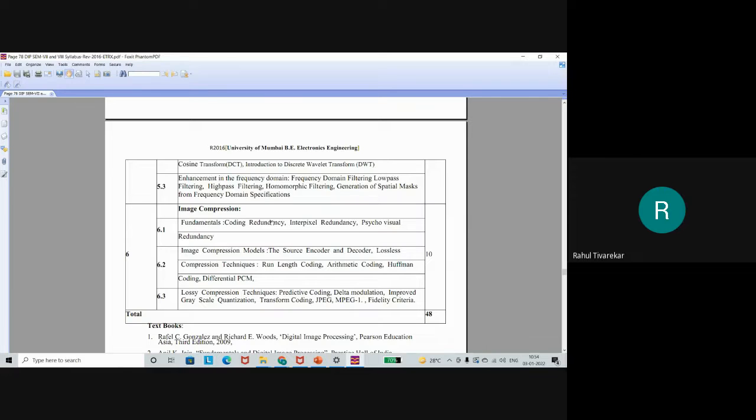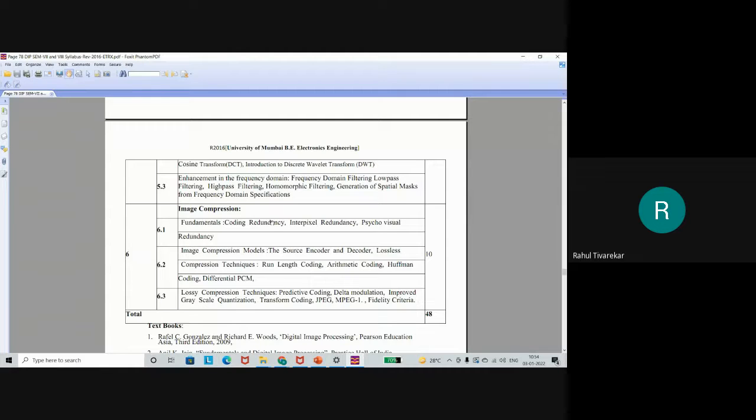Please reply. Have you learned what is coding redundancy, Huffman coding, Shannon-Fano coding? Have you learned that? Please type in the chat box.